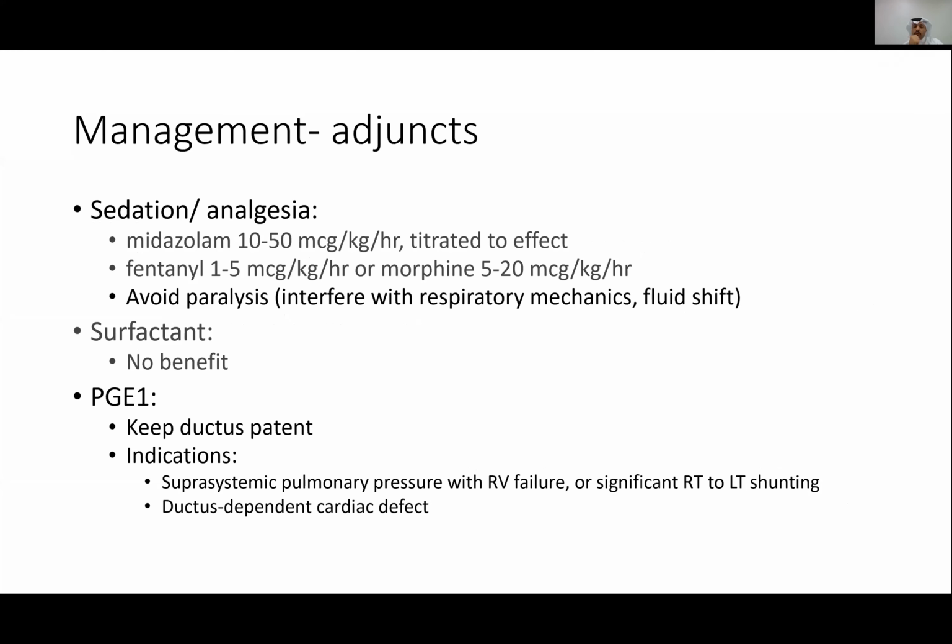It is important for patients with suprasystemic pulmonary hypertension with signs of right ventricular failure, because you want to keep that duct open to vent the pulmonary pressure. And also you need it for patients with ductus-dependent cardiac anomalies.